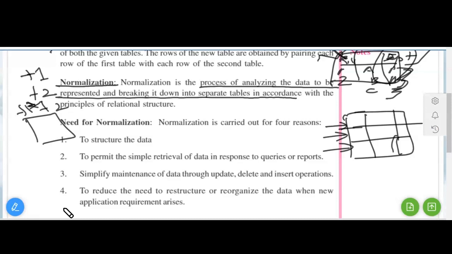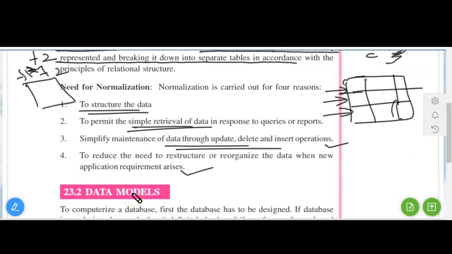Why we do it is for giving a proper structure to the data, and for simple retrieval of the data, as well as updating, deleting, inserting. All these anomalies should be removed, and it should be a proper table with all the information, no duplication, nothing like that. So a proper table you will get where all these operations become very easy. So by this, the database terminology topic is done.